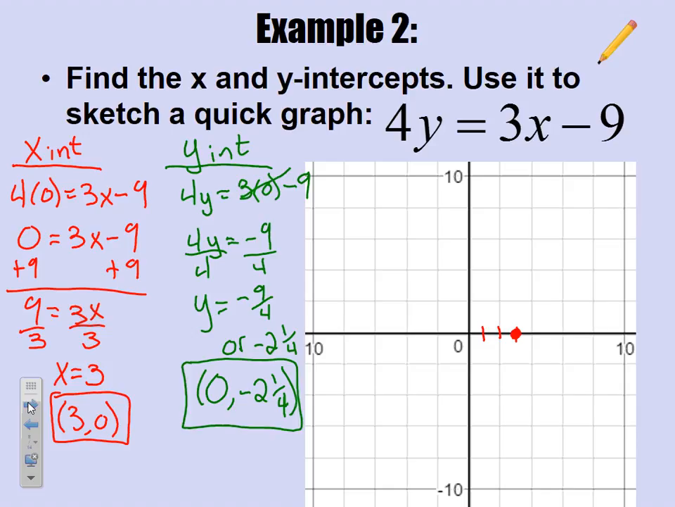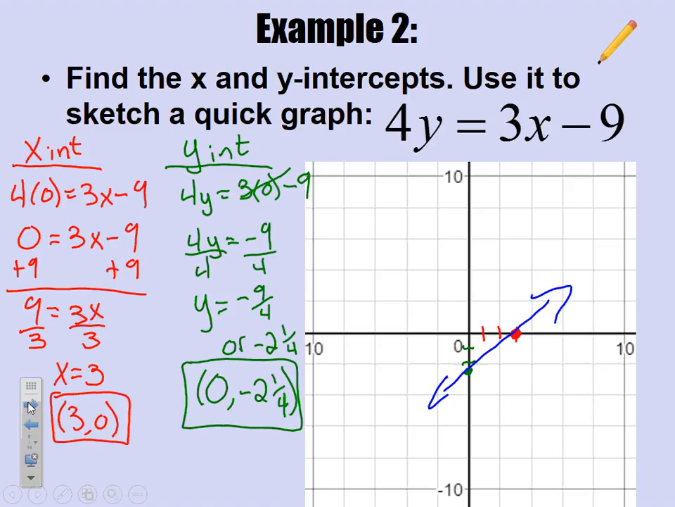And I'm going to put that onto my graph. So I go 0, negative 1, negative 2, and a fourth, it's going to be about right here, give or take. Okay, it's going to be pretty close, not exact. And then we're going to connect our points. So there's our line. All right, so please make sure you got this example down.